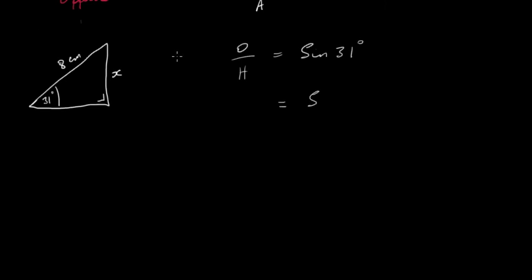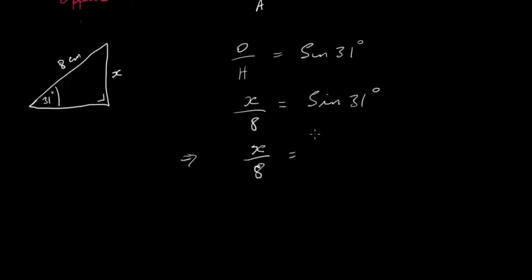So we can just put sine 31 degrees is equal to our opposite, we don't know. We know that the hypotenuse is 8. So look here, we've got 1, 2, 3 things in our equation. We can work this out on our calculator. We know 8 is 8. We don't know x, so we can isolate x. So what have we got here? We've got x divided by 8 is equal to the sine of 31.